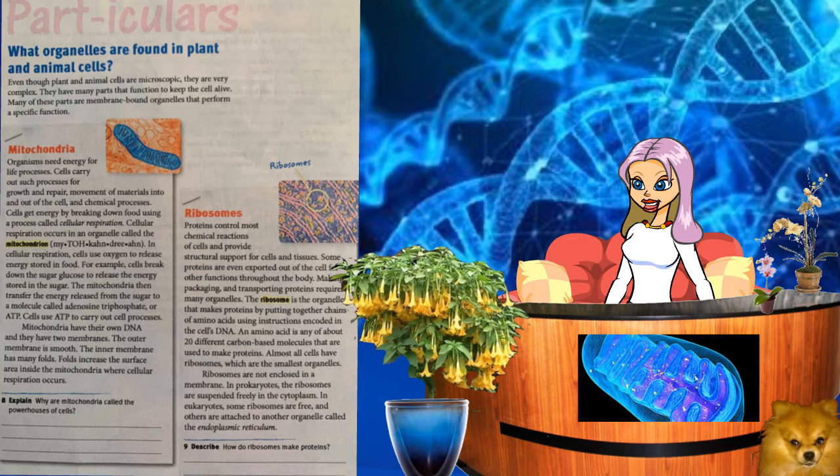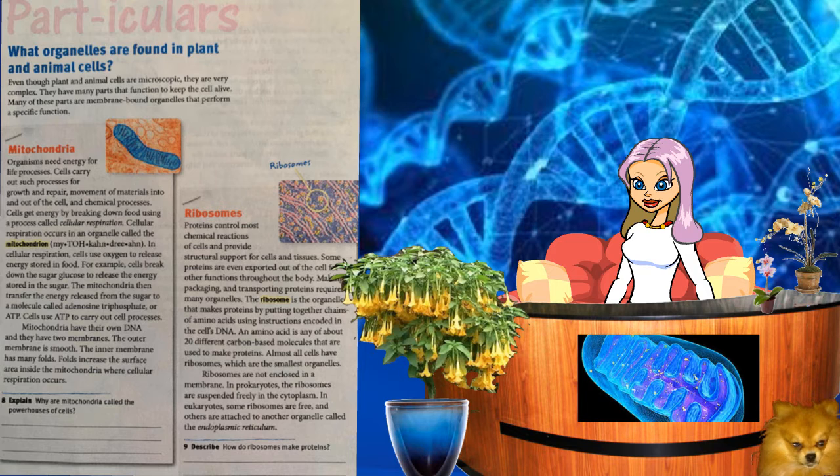For example, cells break down the sugar glucose to release the energy stored in sugar. The mitochondria then transfer the energy released from the sugar to a molecule called adenosine triphosphate, or ATP. Cells use ATP to carry out cell processes. Mitochondria have their own DNA, and they have two membranes. The outer membrane is smooth. The inner membrane has many folds.